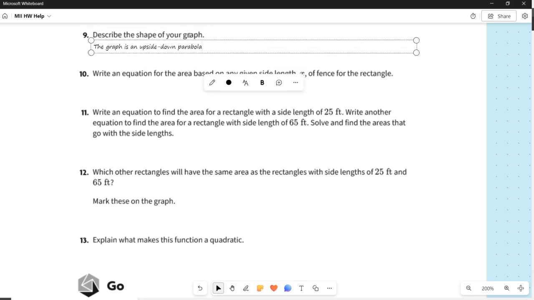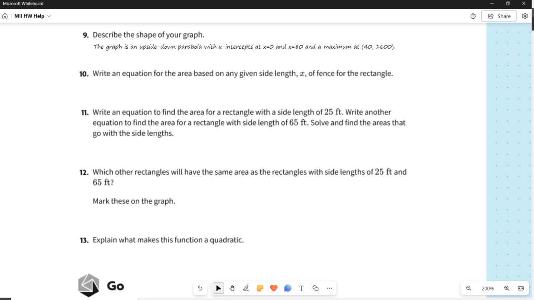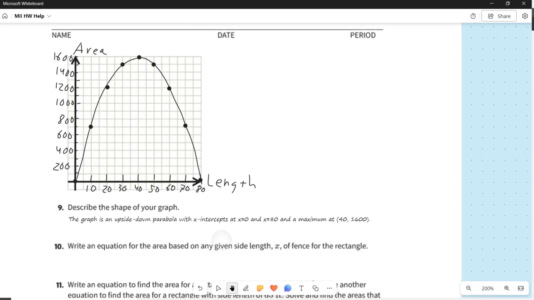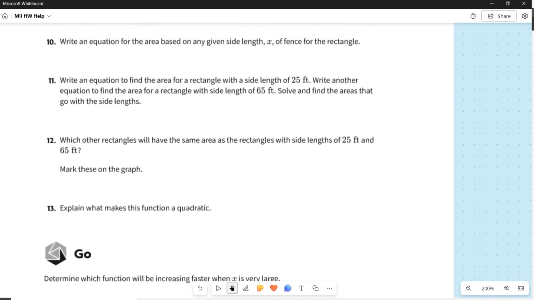Okay. So the graph is an upside down parabola with x intercepts at x equals 0 and x equals 80, and a maximum at 40, comma 1600. So I think that pretty much describes our graph pretty well, right? It's an upside down parabola. It intercepts the x-axis at 0 and 80, and it's got a maximum at 40, comma 1600. All right.